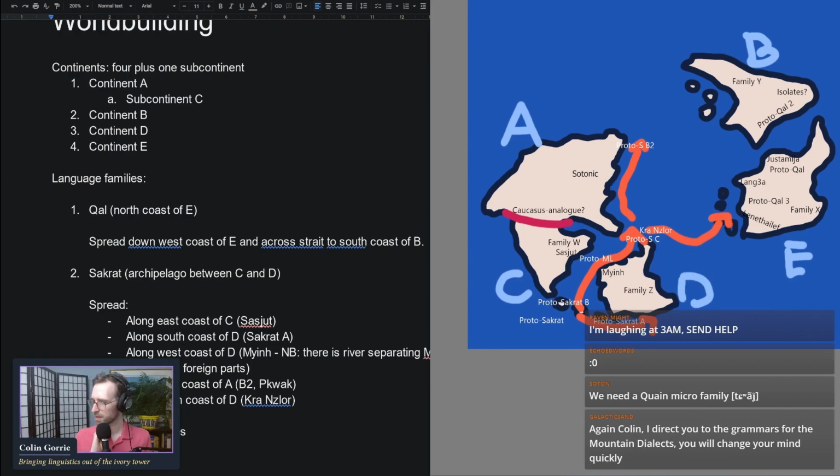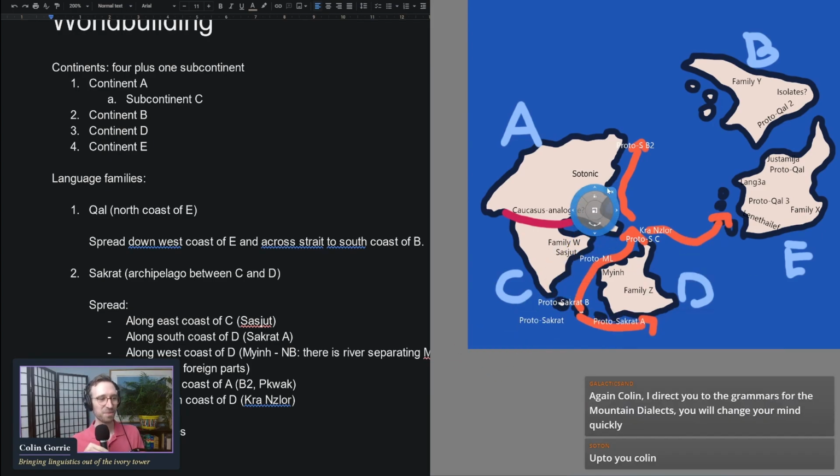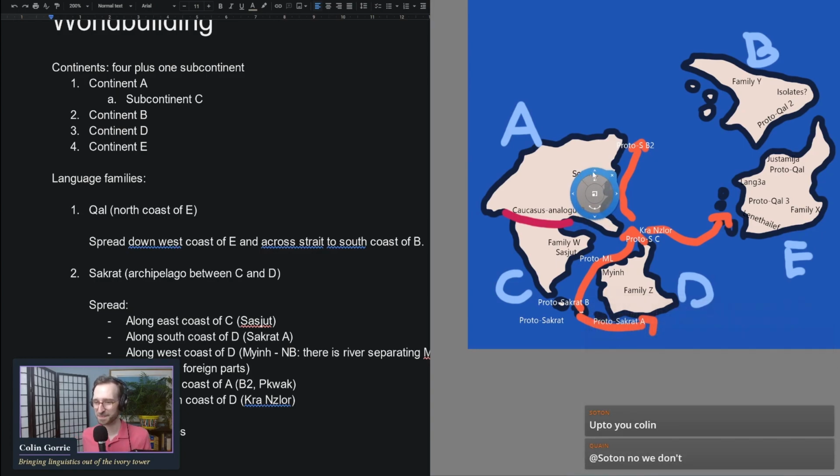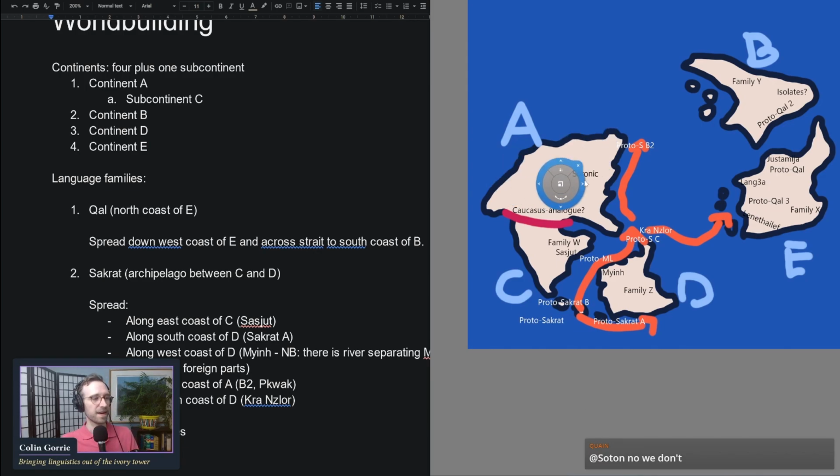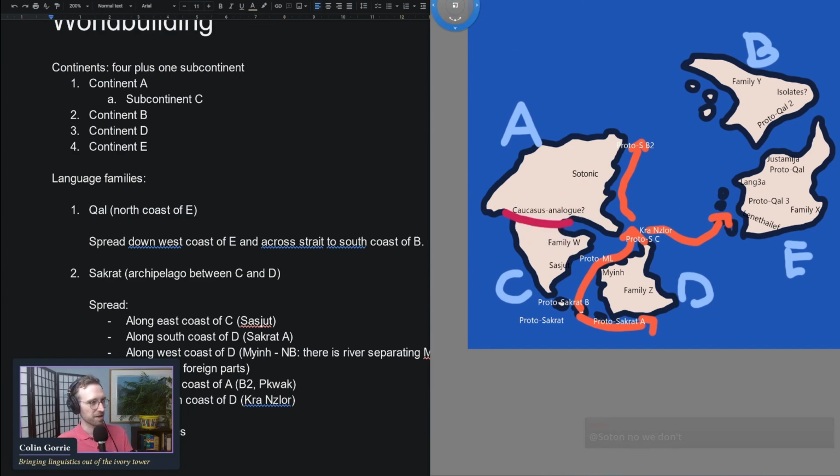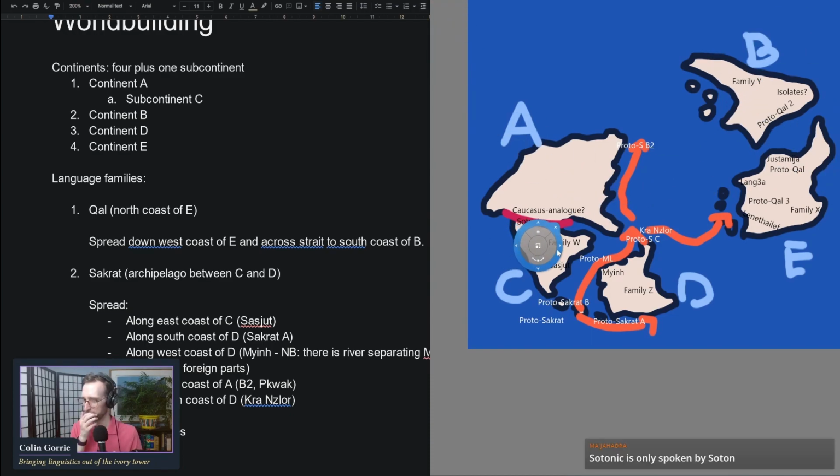Thank you, Quain. Well, no one said that Satonic has to be, you know, spoken by anyone but, you know, a few hermits in the distant mountains. I think maybe we should put Satonic in this Caucasus analog mountain range. I think that might please Sutton. I don't know. Sutton, what do you think? Yeah, it's got to be in there.